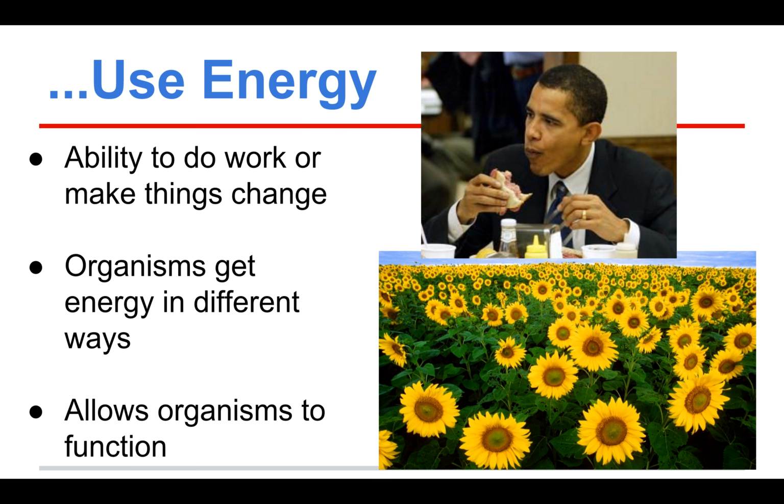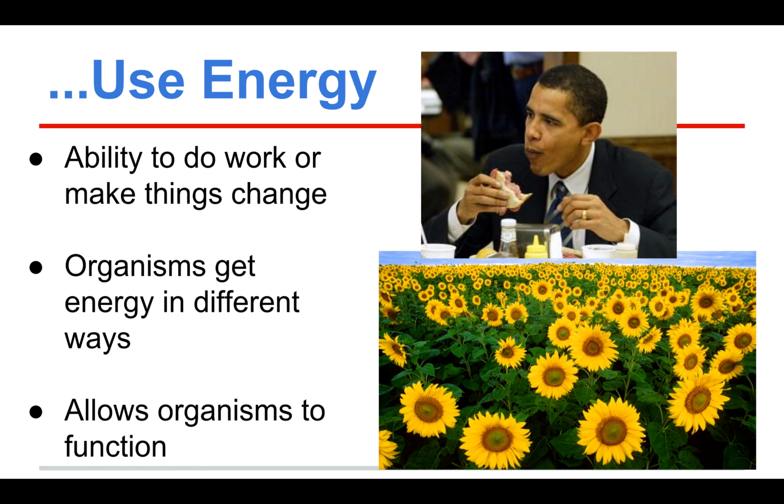All living things use energy, and essentially the definition for energy is the ability to do work or to make things change. And our organisms get energy in different ways. The reason we need energy is so that organisms can do what they need to do, whether that's reproduce or run a mile or sit and do biology notes. You need energy to do every little thing, even to send a message to your hand, to write something down on a piece of paper.